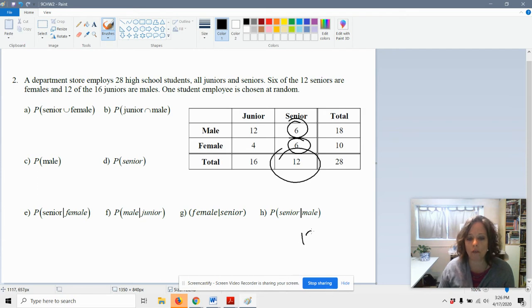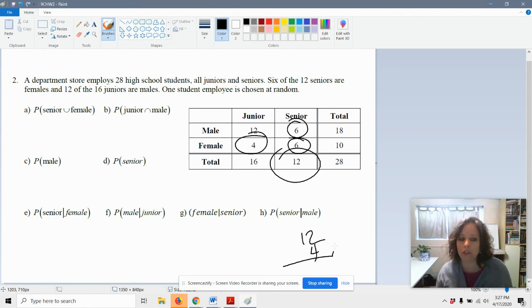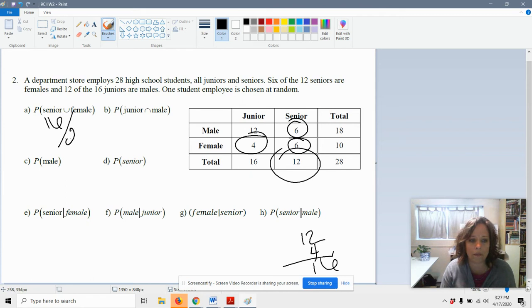So we know for sure we have 12 in that senior or female, okay? But we also have a female category too. Now, we don't want to just add the 10 and the 12. That doesn't work, because if we added the 10 and the 12, that's adding that 6 twice. We don't want to do that. So instead, we're just going to add the female part that we haven't already added, so we'll add that 4. That means that the total number in the senior or female category is 16. And the total number of possible outcomes is 28.